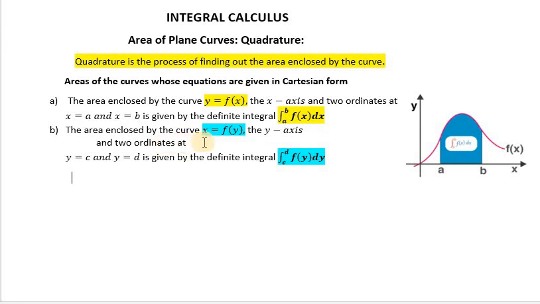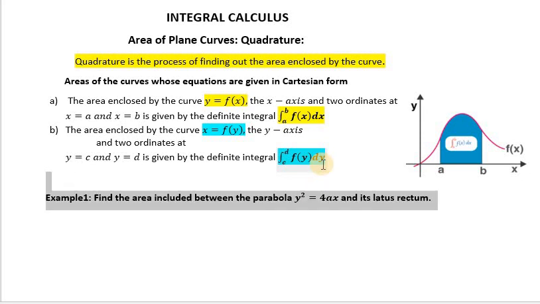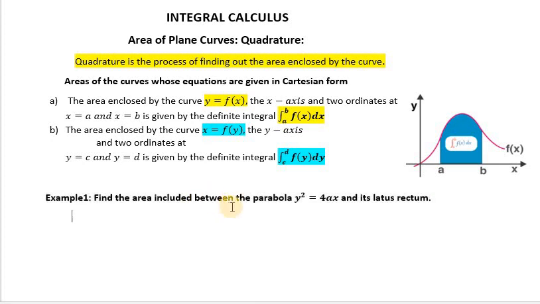Similarly, when the curve is of the form x is equal to f of y, the area with the y-axis and the two ordinates at y is equal to c and d is given by the definite integral c to d f of y dy. Now by using these two formulas, let us work out a few examples. Example 1. Find the area included between the parabola y square is equal to 4ax and its latus rectum.